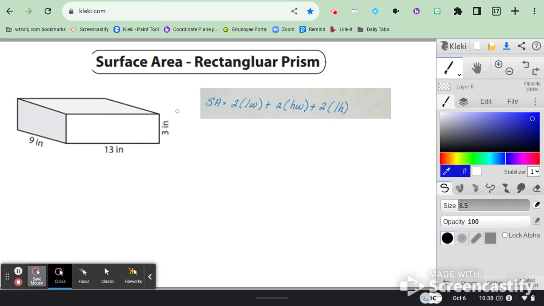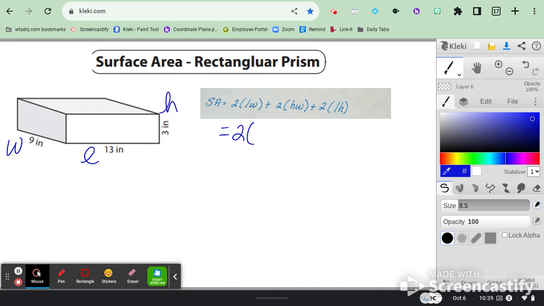So just as we do in class, I'm going to drop down my equal sign, drop down my 2, going to open up my parentheses. Now remember, we need to identify the length, the width, and the height. So I am going to call my 13 inches my length, my 9 inches my width, and the 3 inches my height. So now that I've labeled those, I can go ahead and plug into my formula.